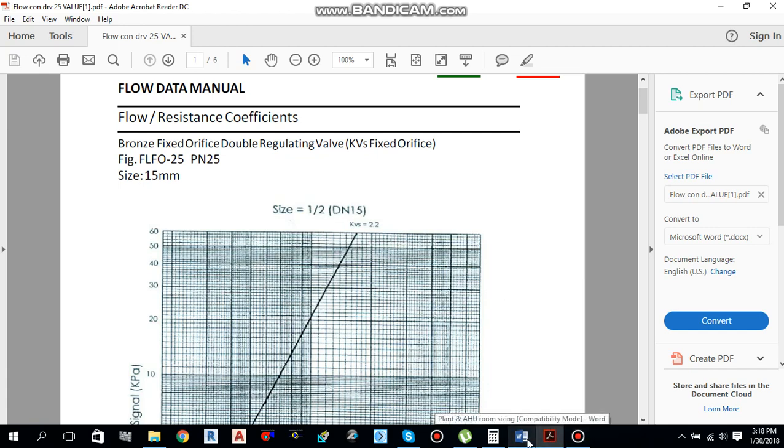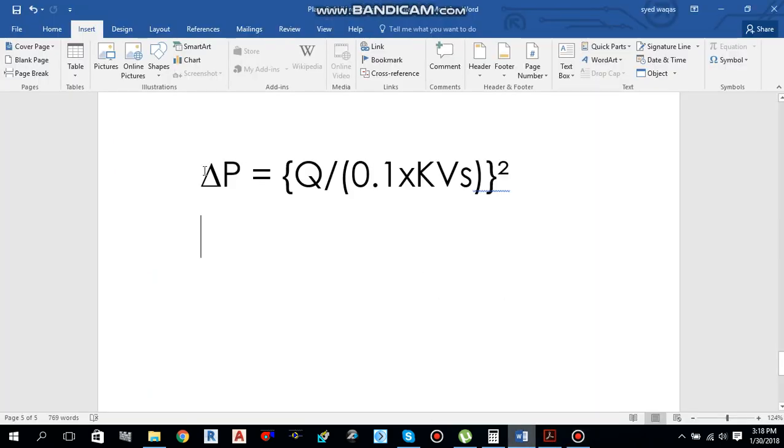So the formula we are going to use is this: delta P is equal to (Q divided by 0.1 into KVS) whole square. What is delta P here? Delta P represents the differential pressure, and Q is the flow rate, but remember this flow rate is in cubic meters per hour. KVS is the flow coefficient, and we get this value from the supplier for double regulating valves of different sizes. So this is the formula we will use to know how many turns we have to open the DRV for water balancing.